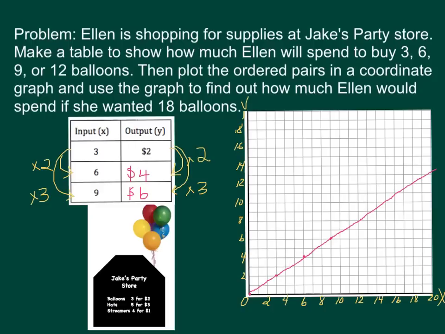So once I've connected those points, what I want to do now is zero in on the 18 because it specifically says to use the graph to see how much Ellen would spend if she wanted 18 balloons. So I'm going to look at 18 here, and I'm going to travel up the line, and it looks like when we are at 18 on the x, we are at 12 on the y. So my answer is, if she wants 18 balloons, she would spend $12.